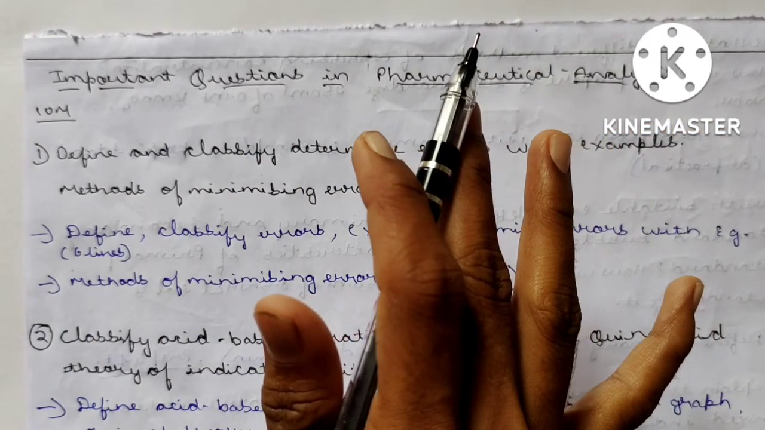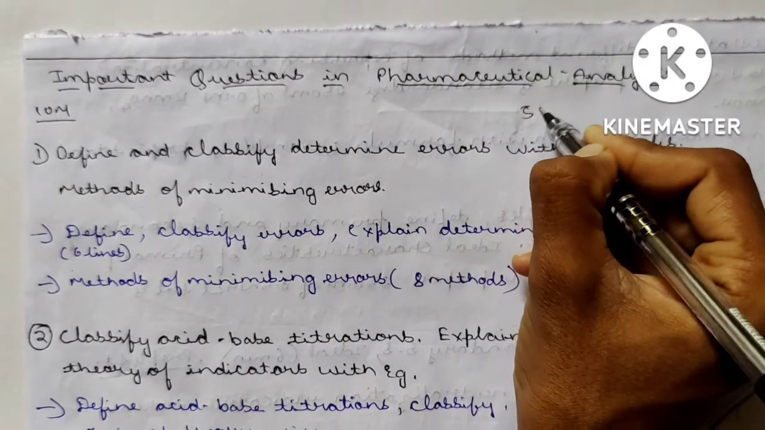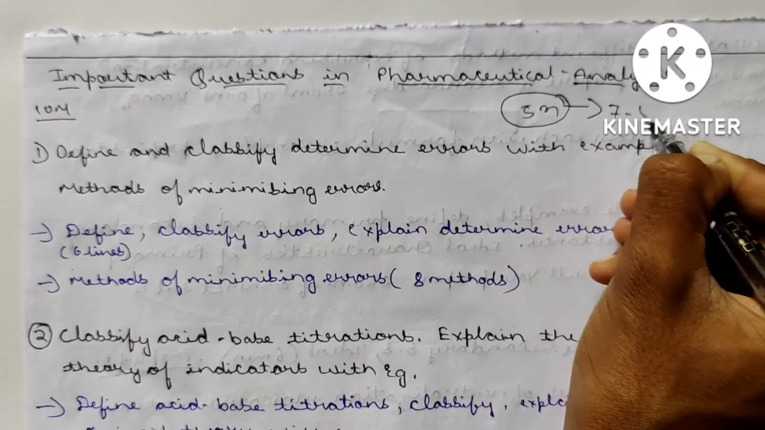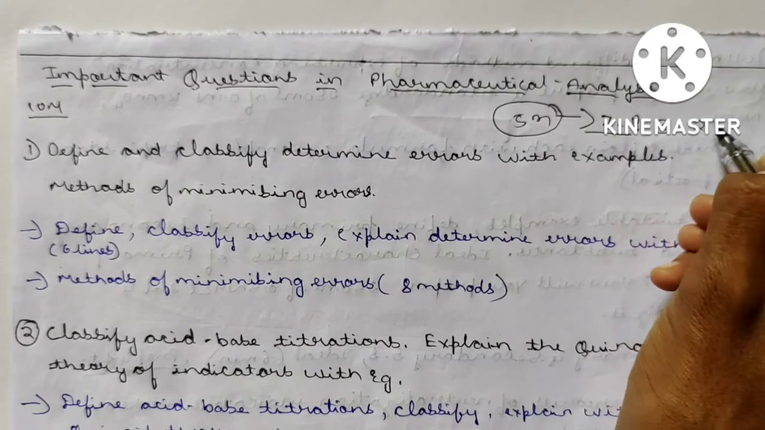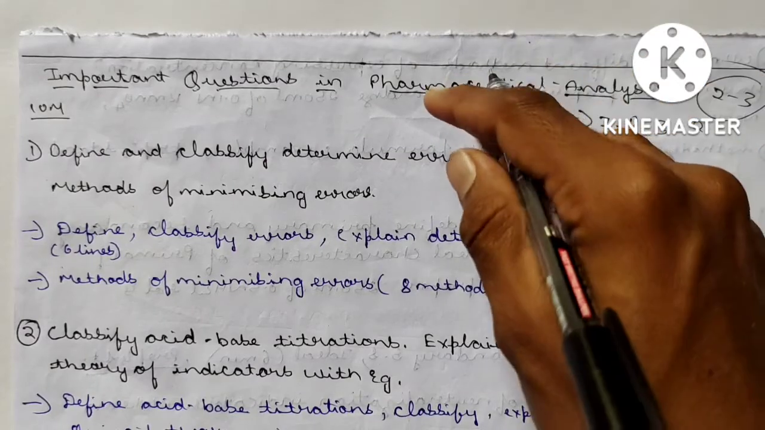Here the condition for 10 marks is 5 pages. You have to write 5 pages compulsorily, then only you will get 7 to 8 marks. If you wrote 3 pages or 2 pages, you will get 2 to 3 marks. So you are failing in the examination.